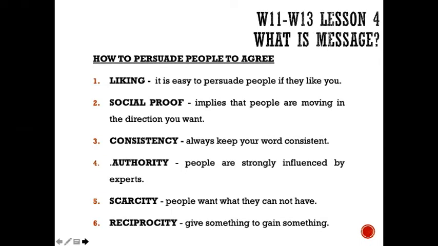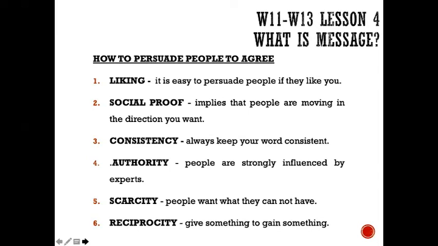So it says here that it is very easy to persuade people if they like you, which is very true. When you like a certain person or when you adore a certain person, sometimes we tend to listen more to these people rather than listening to someone you don't like. Okay, so when we don't like a certain person, the tendency is even if they do something good, it won't matter because at the end of the day, you don't like the person. So liking is very important when it comes to persuasion.